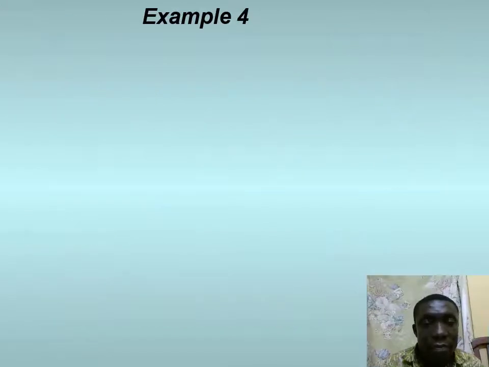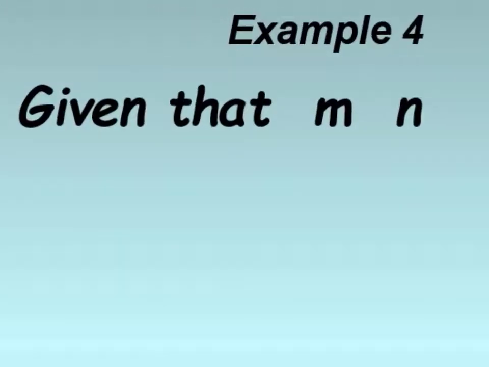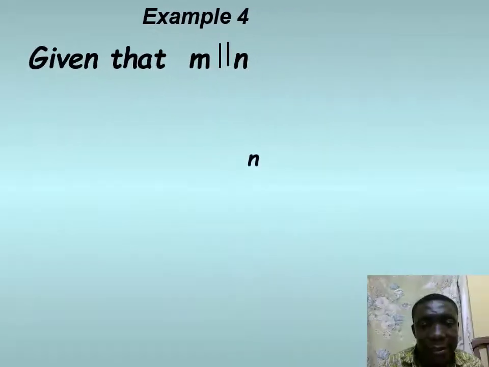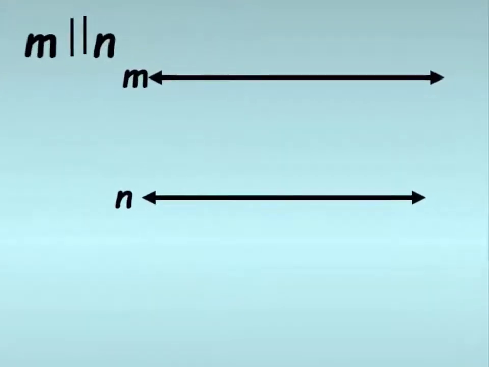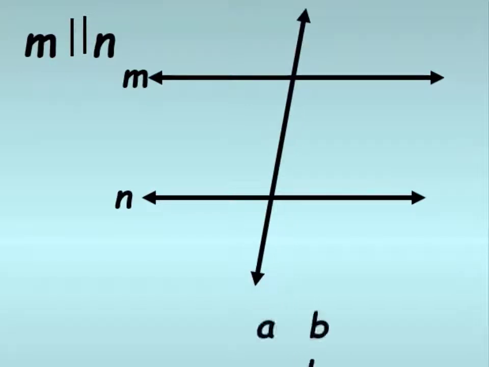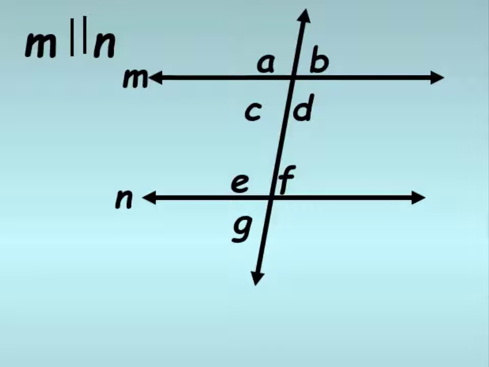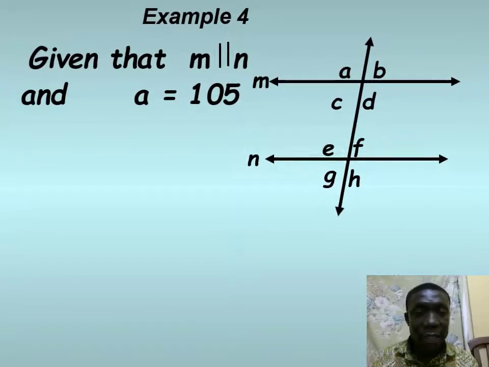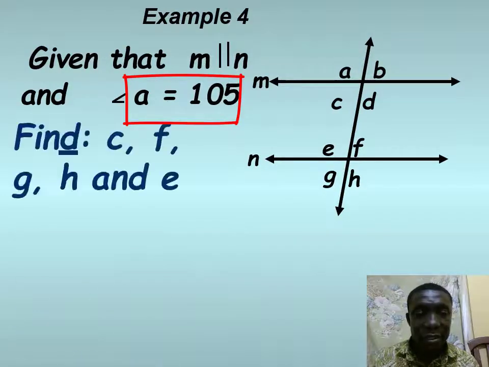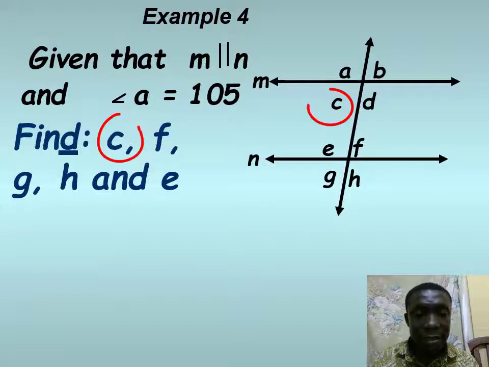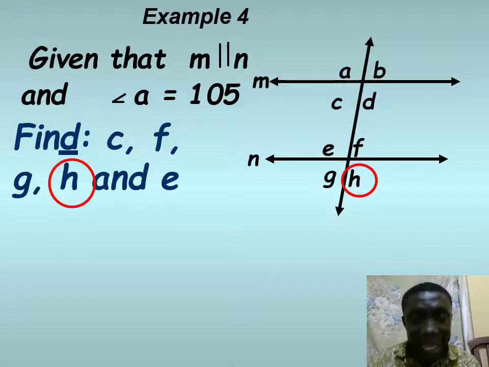Well done. Example 4. Given that line M is parallel to line N. So we have our parallel lines M and N and our transversal line. We have angles A, B, C, and D, E, F, G, and H. And angle A is equal to 105 degrees. Find angles C, F, G, H, and E.